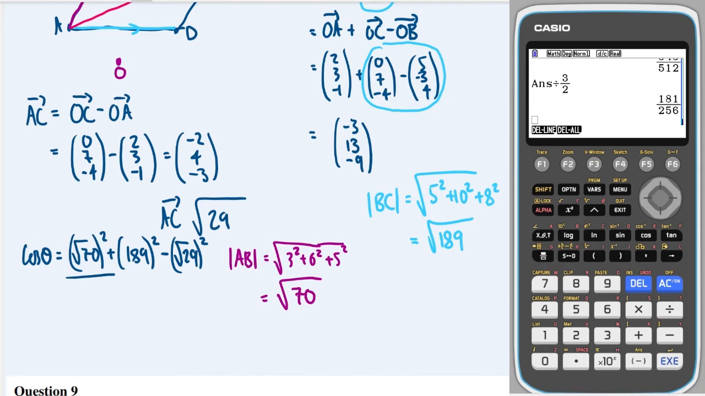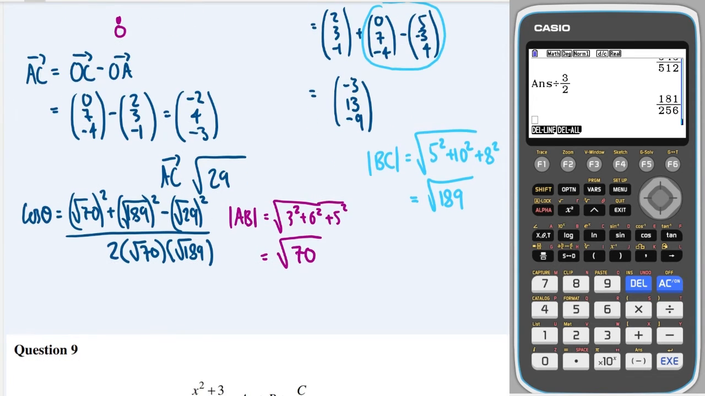Yep, all over 2 lots of root 70 and root 189. Sorry, that should be a root under there. Okay, and then to cut a long story short, that is going to give me an answer of 1.1 degrees.